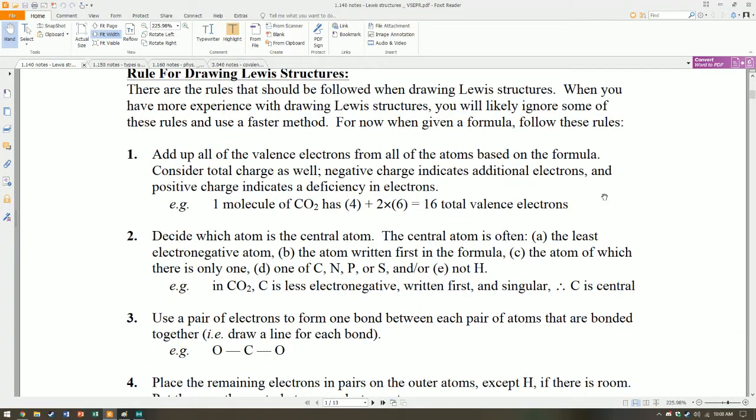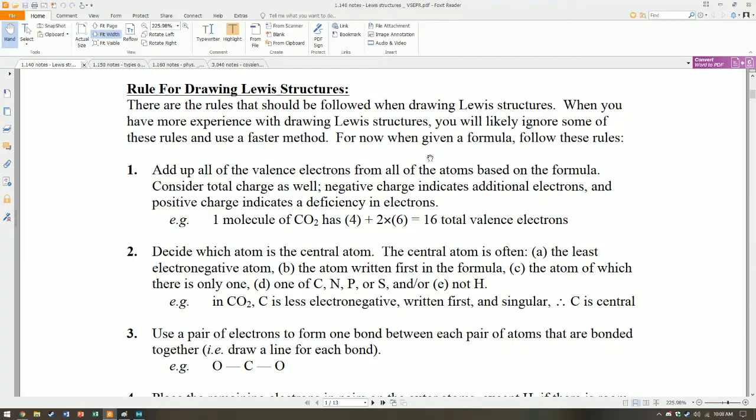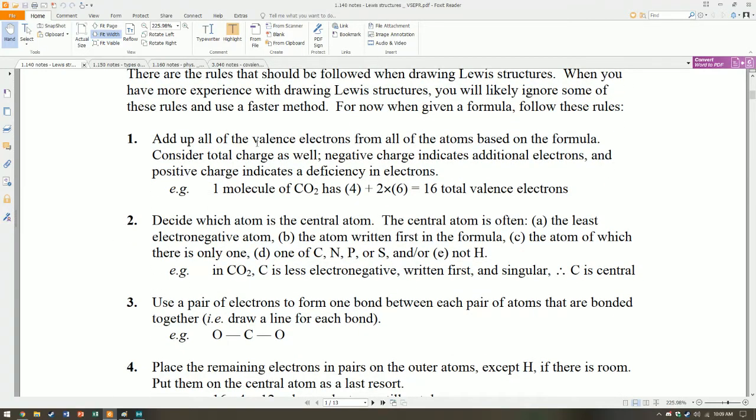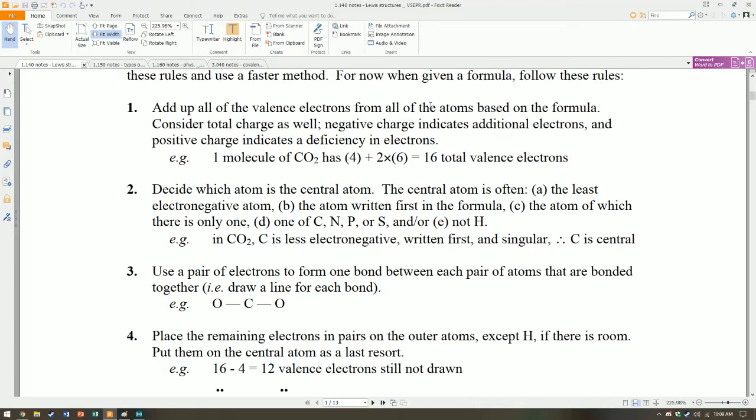Some rules for drawing out Lewis structures. You don't have to go through this process every time, and once you do enough of them, you'll generally tend to get the hang of a few patterns, which I'll discuss after I go over the formalism. But let's go over the formalism first. So, firstly, add up all the valence electrons from all the atoms based on the molecular formula. Consider total charge as well. Negative charges indicate additional electrons, whereas positive charges indicate a deficiency of electrons.